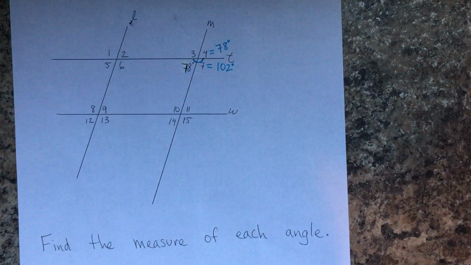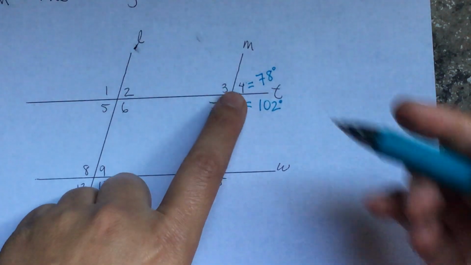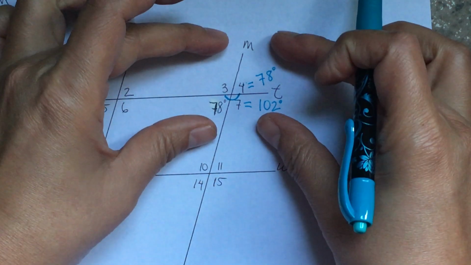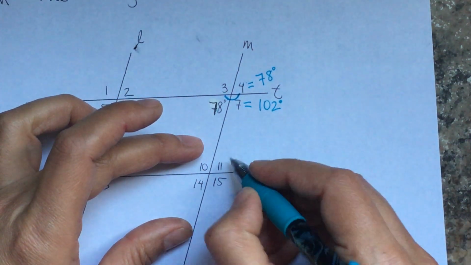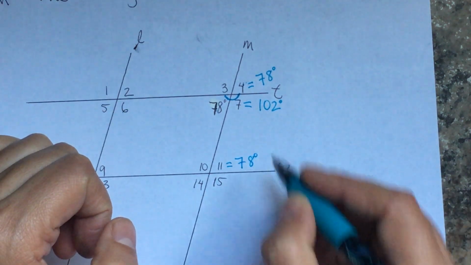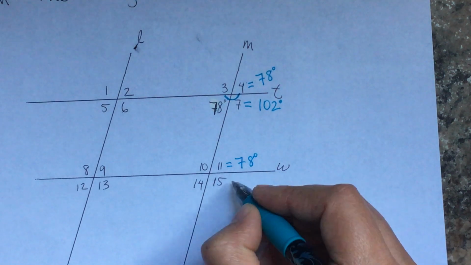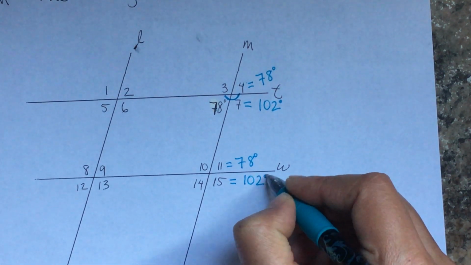So hopefully, and actually let me zoom in. We have 4. If we had to cut this in here, okay, the 4 corresponds to 11, and that's 78 degrees. The 7 corresponds to 15. That's 102 degrees.